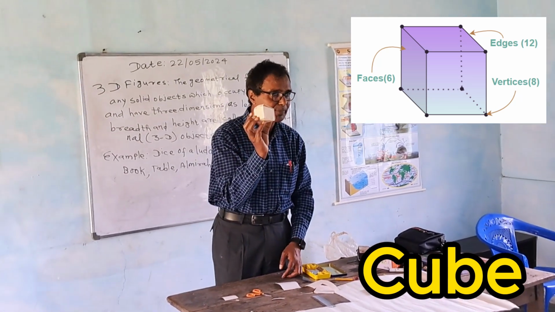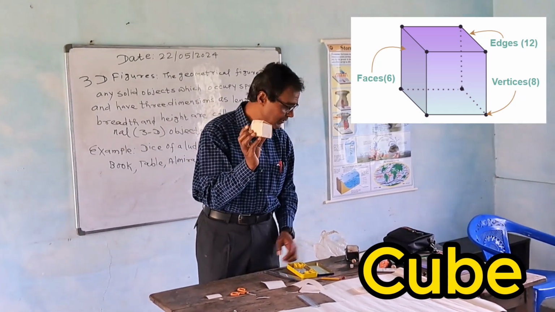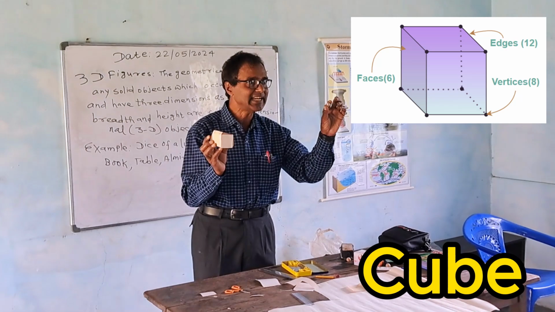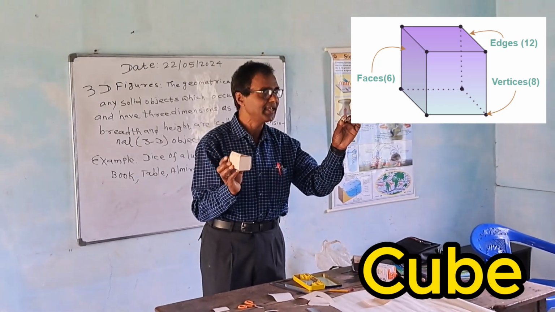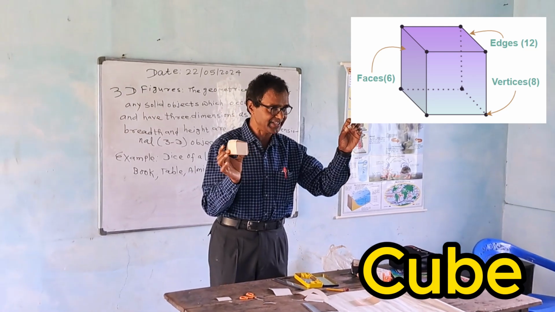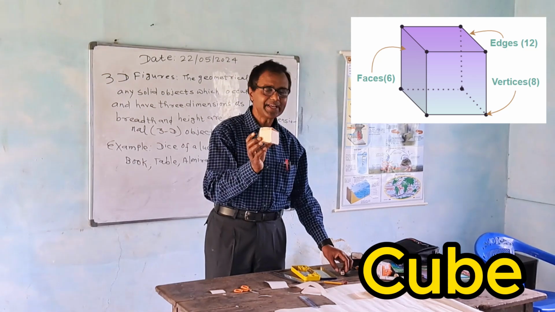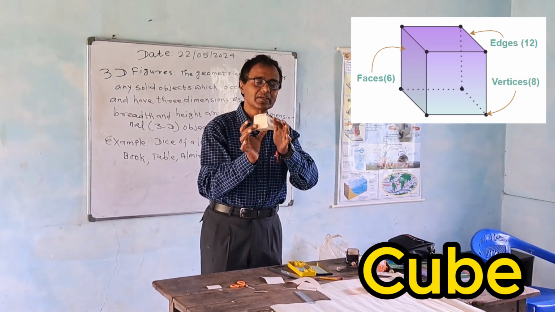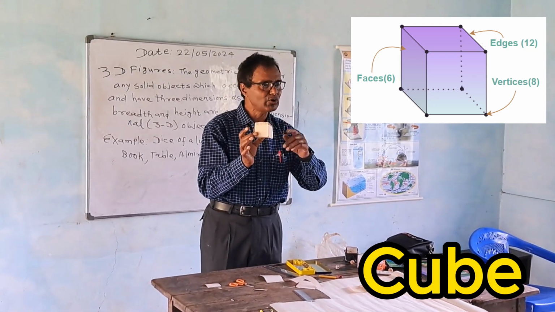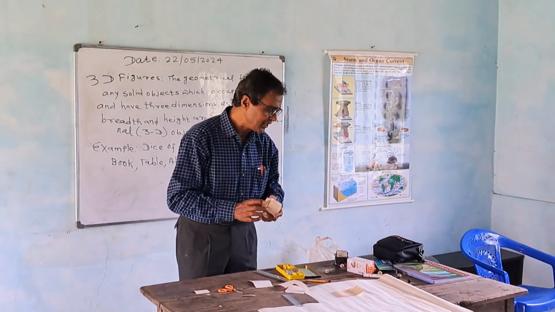So this is example of cube. What is example of cube? This is example of cube, like this. This is dice of Ludo. Everywhere is same length, breadth, and height. Okay. So this is a cube. Now we can make cuboid also, but same way we can make cuboid.